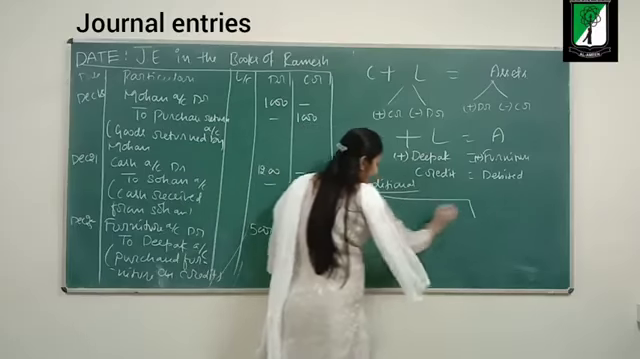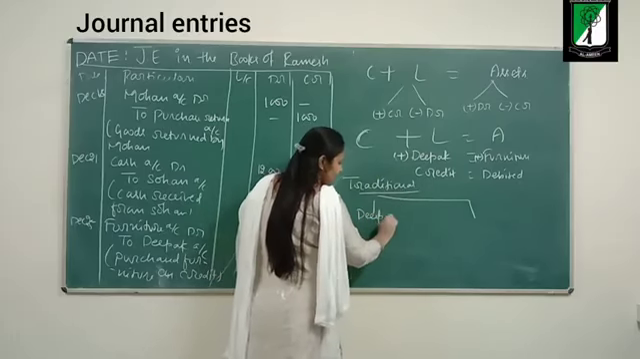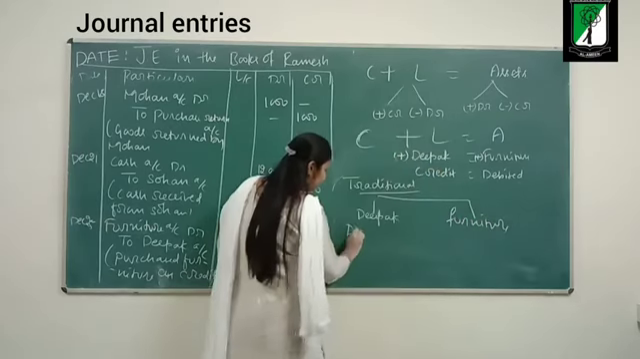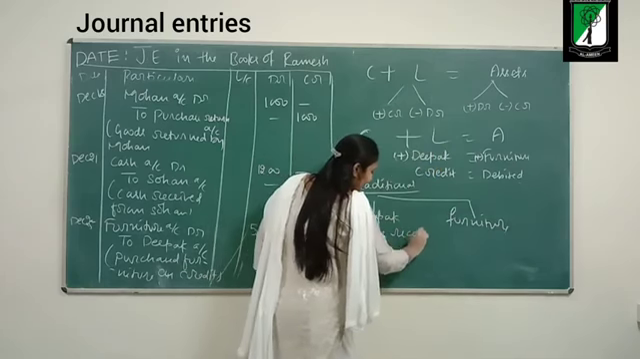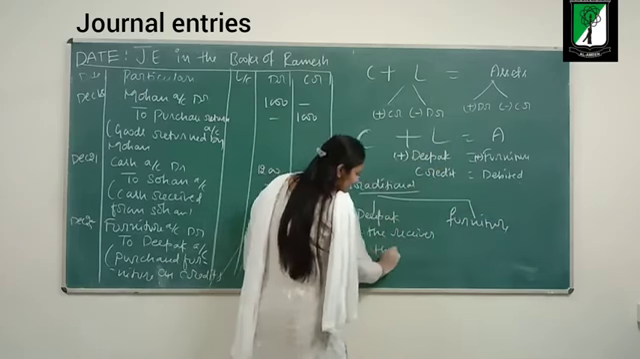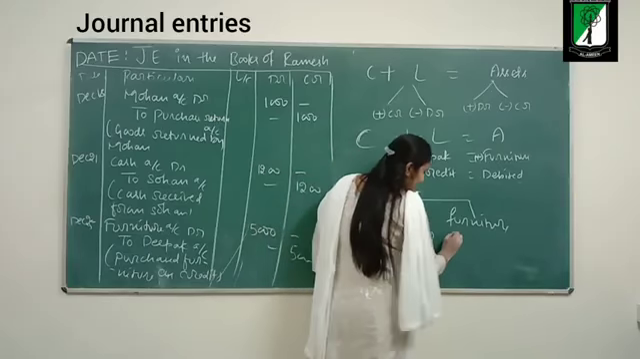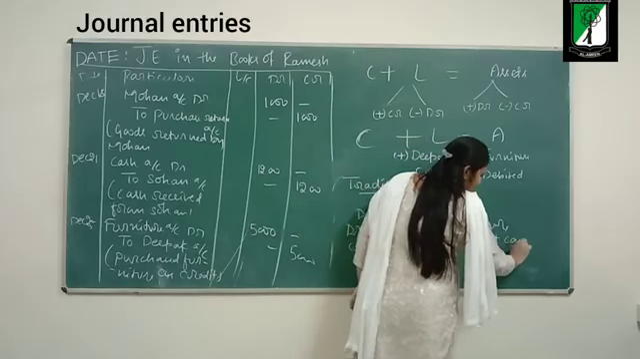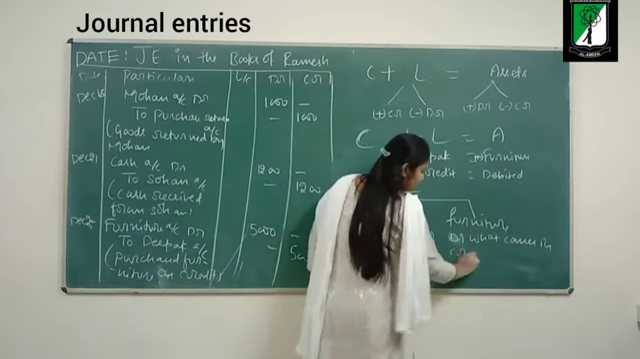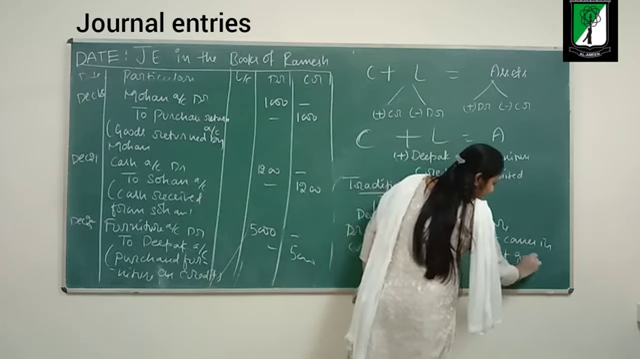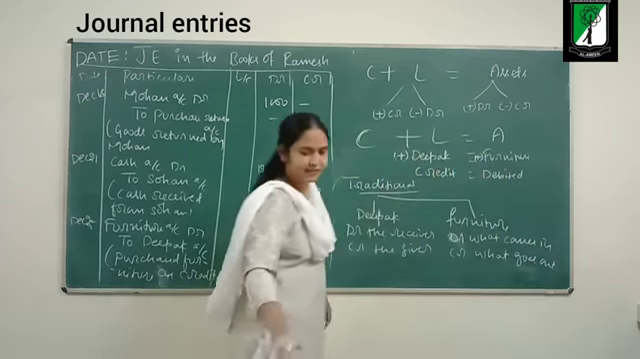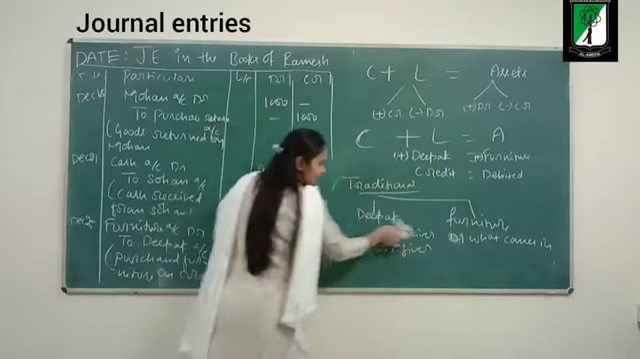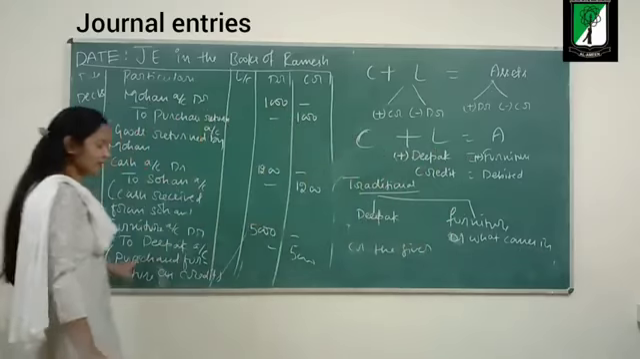Now, if I apply the traditional approach to this, which are the two accounts affected? Deepak and furniture. Deepak is a person: personal account rule, debit the receiver, credit the giver. Furniture is an asset: debit what comes in, credit what goes out. Business is purchasing furniture, it is coming in, so I will consider the debit aspect. Deepak is the giver, so I will credit Deepak. Okay, thank you.